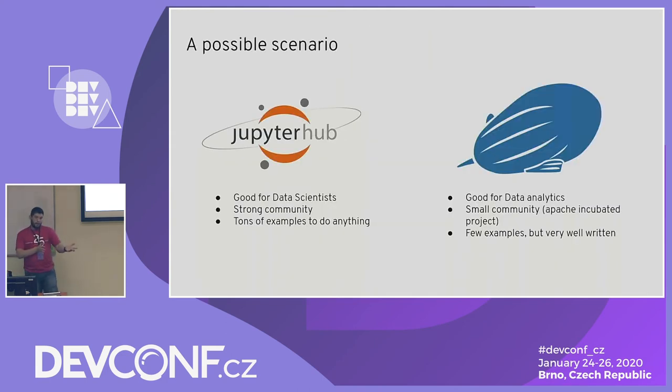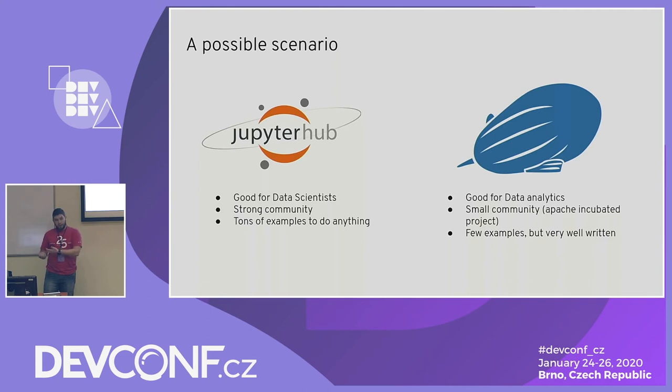So, as I said in the beginning of this talk, Jupyterhub is perfect for data scientists because it's simple, right? It has a strong community. There are lots of examples. You can do anything in Jupyterhub, and you can Google it. You will find a ready example to use that technology, right? As for Zeppelin, well, as I said, Zeppelin is an incubating project, so it's still in the phase of maturing the code, but I see Zeppelin with good eyes.